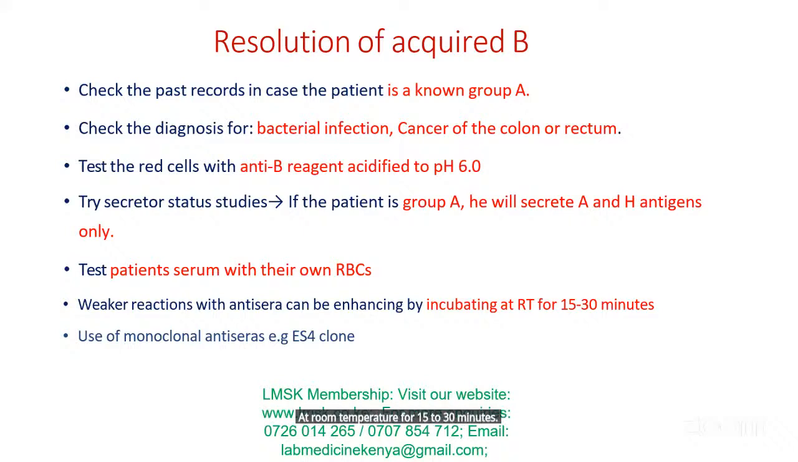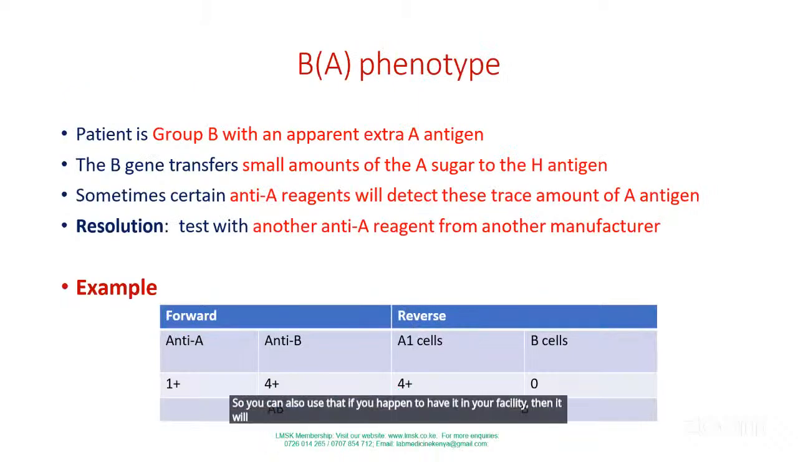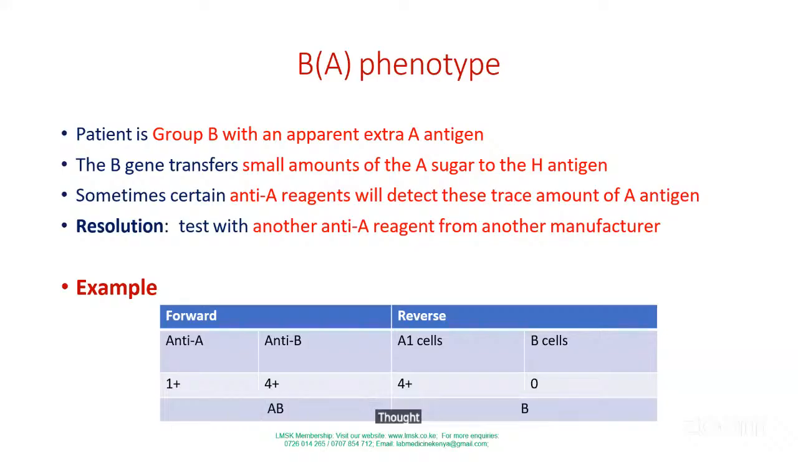There's also another anti-sera known as ES4 clone. That is a monoclonal anti-sera, and it does not react with acquired B. So you can also use that if you happen to have it in your facility, and it will help you solve that particular scenario.